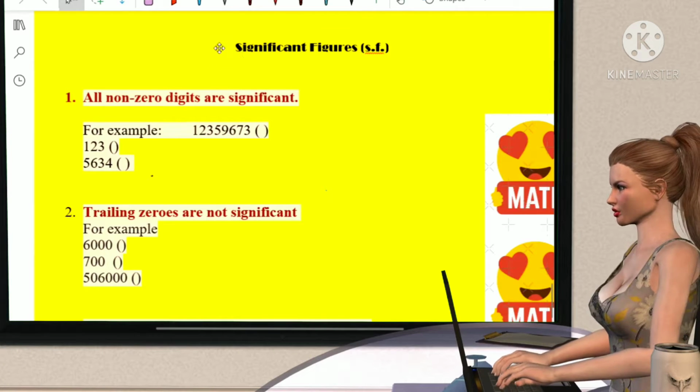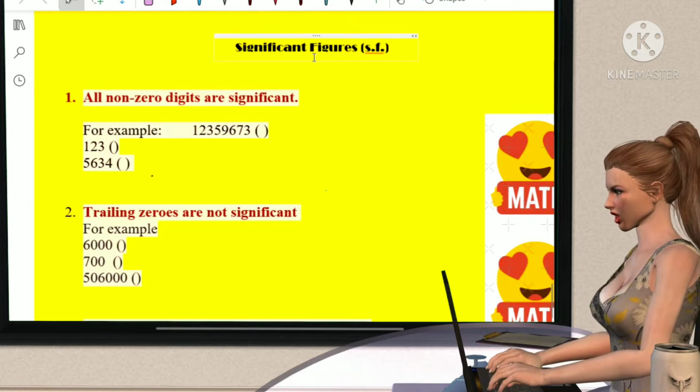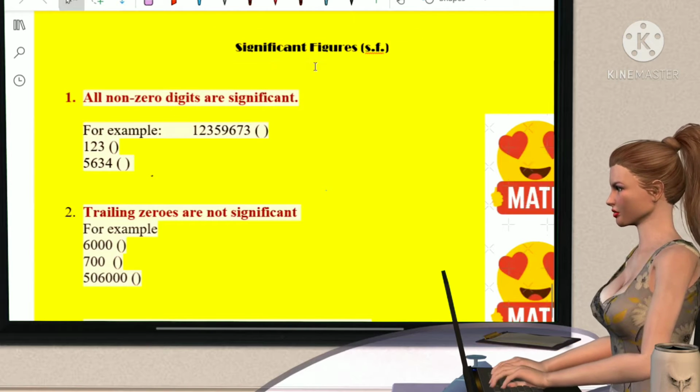Welcome back, guys. We'll be looking at significant figures. Now, the significant figures of a number are the digits that add meaning to the number.